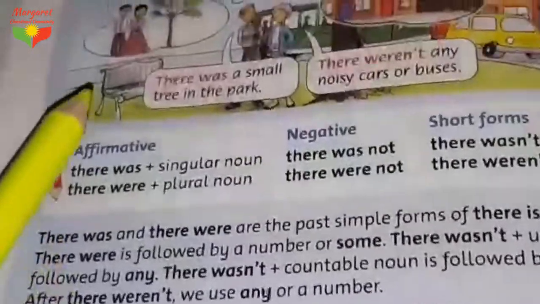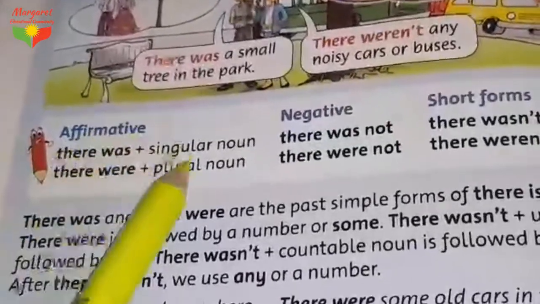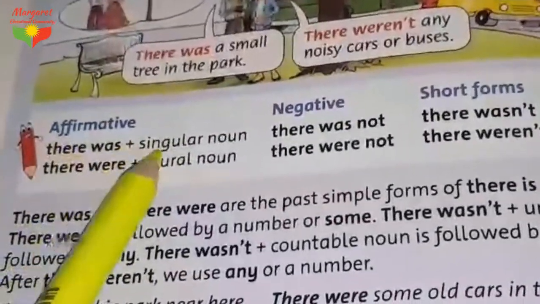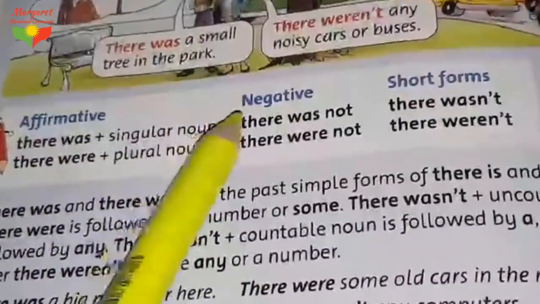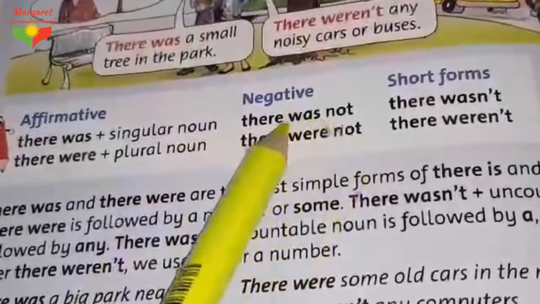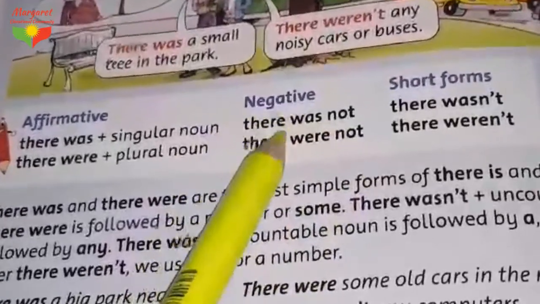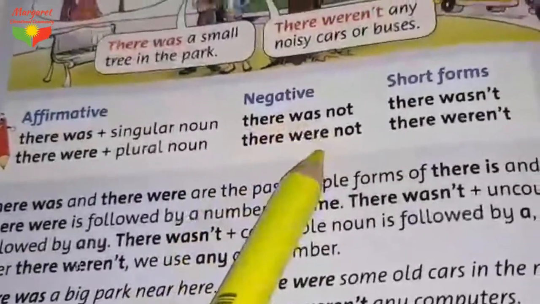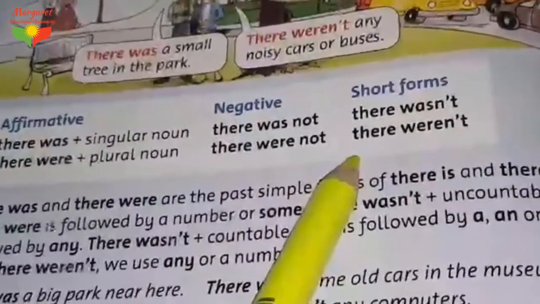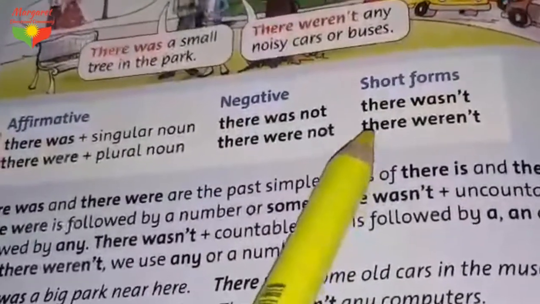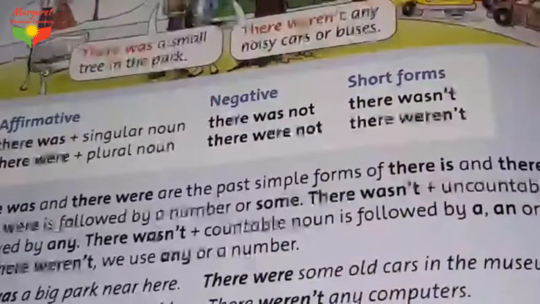On the affirmative form we have this structure: there was plus singular noun, there were plus plural noun. Negative, we should add not to there was and there were. It will be there was not, there were not. The short form is like that: there wasn't, there weren't. And actually it's better to use this short form all of the time.